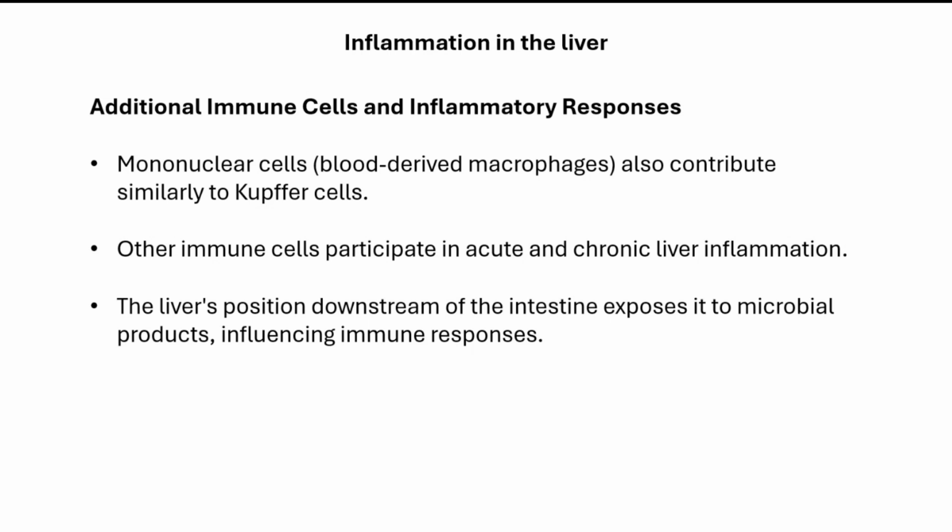There are mononuclear cells, especially those derived from the blood, that also contribute; similar to Kupffer cells, they're monocytes. The other immune cells participate in acute and chronic liver inflammation. The liver's position downstream of the intestine exposes it to microbial products, influencing immune responses.